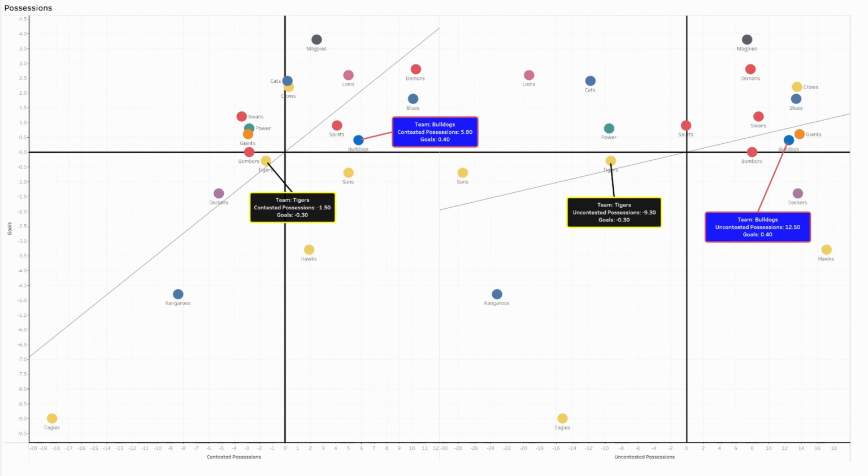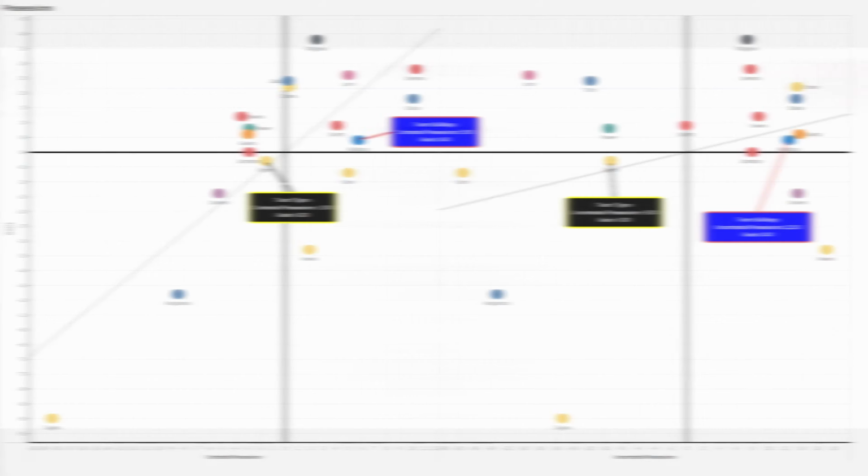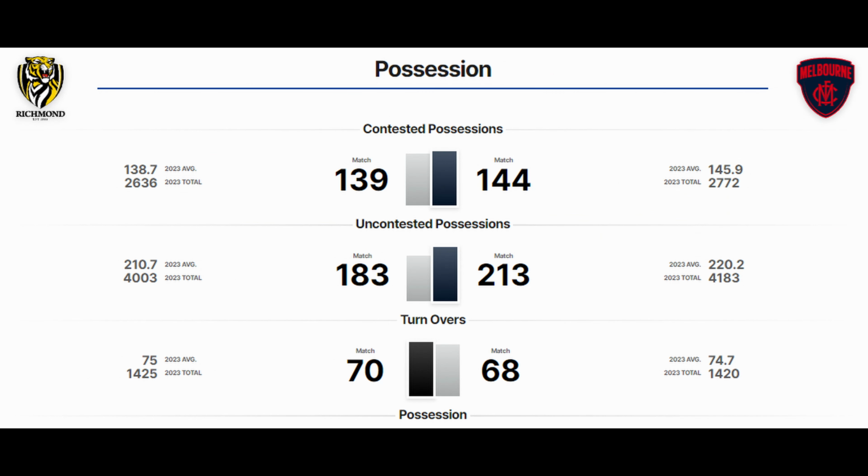I just wanted to touch on this a bit more because I like to look back at the team's past 5 games. And we'll just take Richmond in this example. So their last game was against the Demons, in which they lost by about 6 goals. And just have a look at their possession numbers.